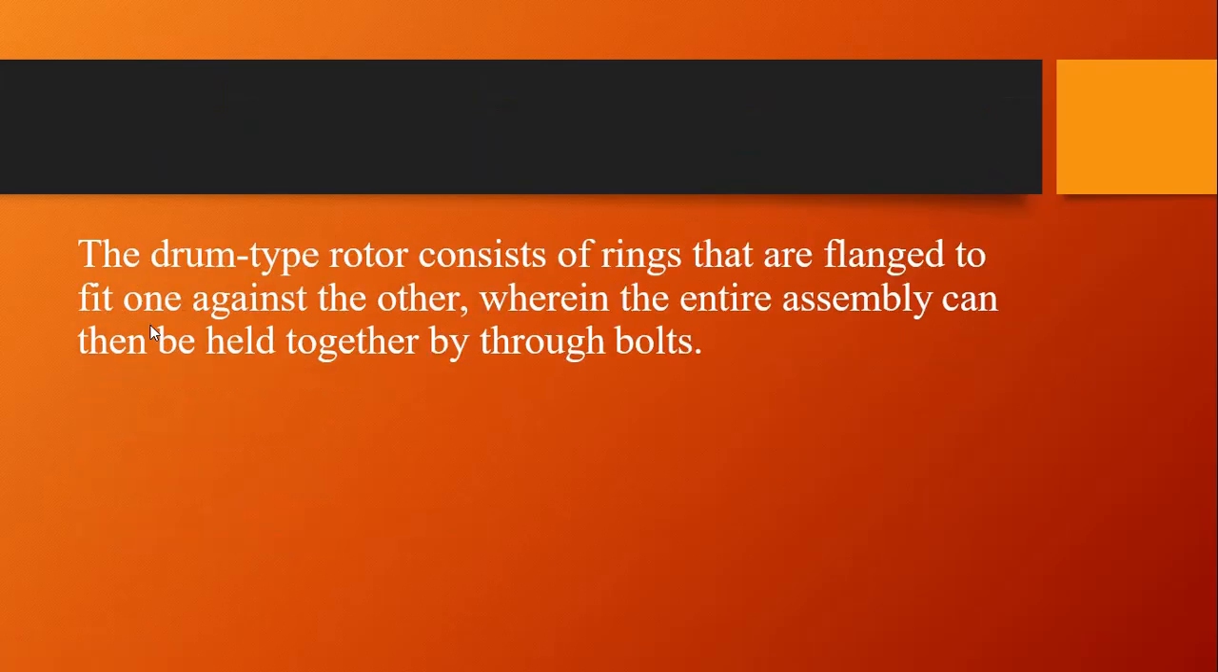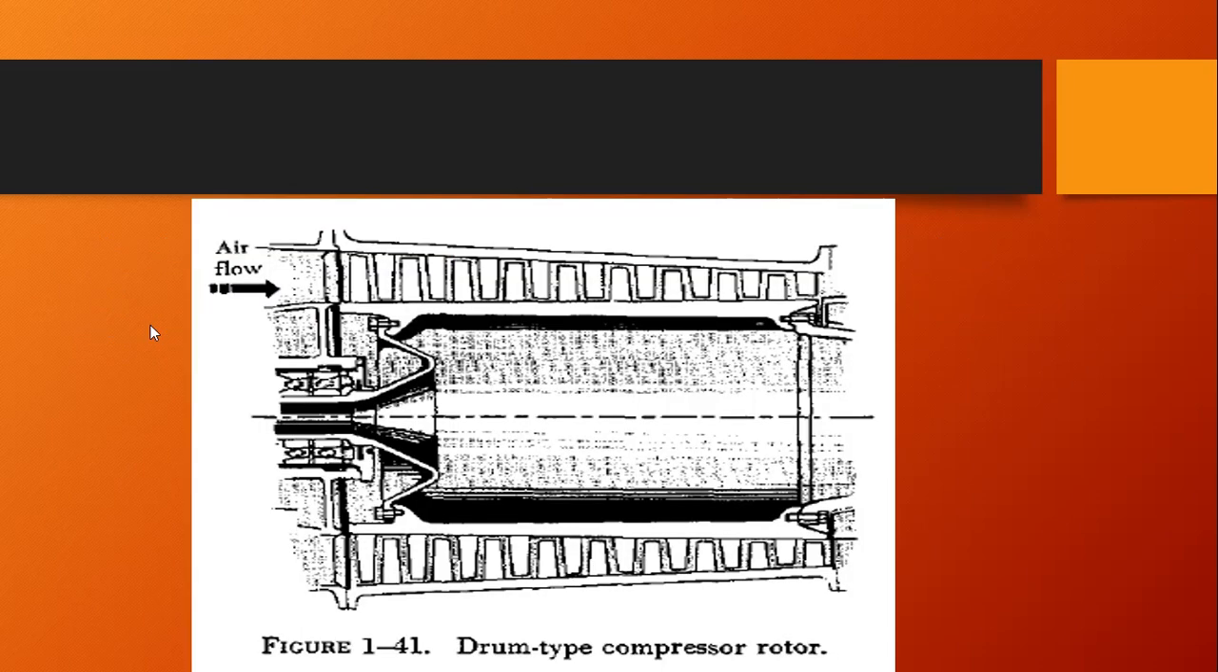The drum type rotor consists of rings that are flanged to fit one against the other, wherein the entire assembly can then be held together by through bolts. So drum type has rings that are flanged to fit one against the other, held together through bolts. So you can see the airflow and the drum type compressor rotor.